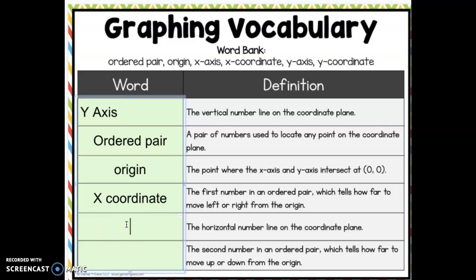And the horizontal number line on the coordinate plane. That is the x-axis. And finally, the second number in an ordered pair, which tells how far to move up or down from the origin. That's the y-coordinate. Okay, now we got our vocabulary words. Let's try to use them.